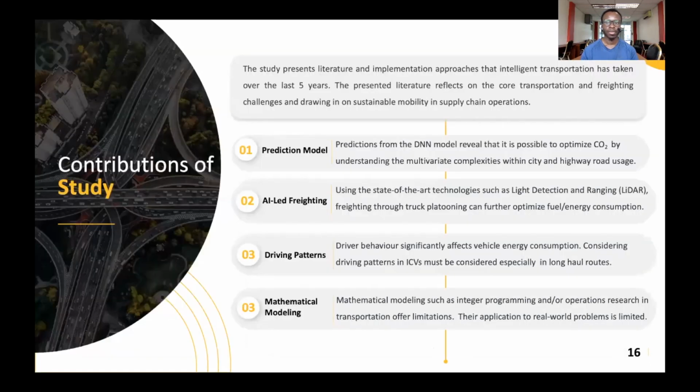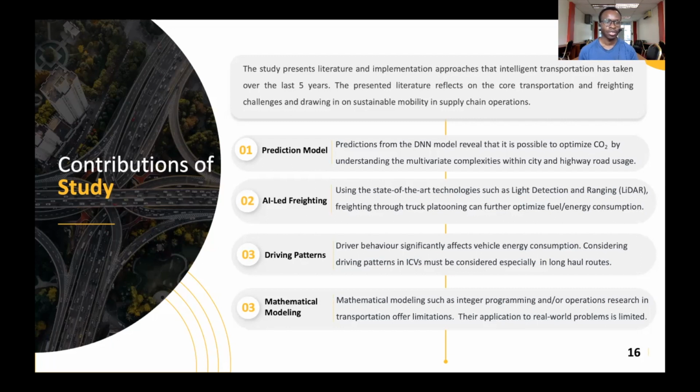Okay, so now we look at the contributions of this study, or understanding the key importance of this study. So this study looks at implementation approaches that encompassed intelligent transportation within the last 5 years. So also reflecting on what challenges sustainability in mobility are being done in terms of applying real world solutions using machine learning, artificial intelligence to optimize carbon emissions.